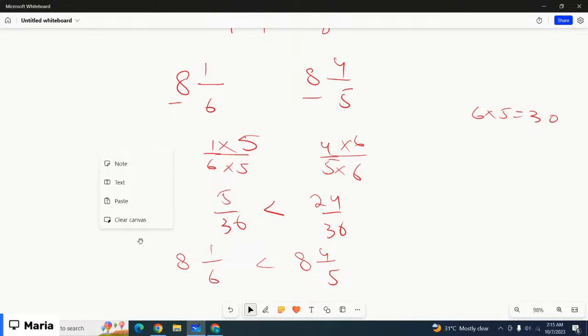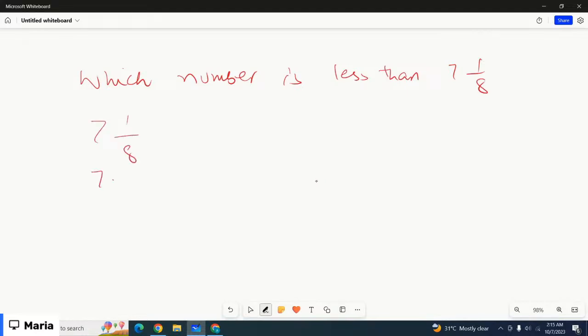Okay, the other example is: you are given 7 whole 1 over 8, right? You need to see which number is less than 7 whole 1 over 8. Hold on, let me write it down again. Which number is less than 7 whole 1 over 8? The options you are given are 7 whole 1 over 8, 7 whole 2 over 7, 6 whole 3 over 8, and 7 whole 9 over 11. So you are given four options, right?